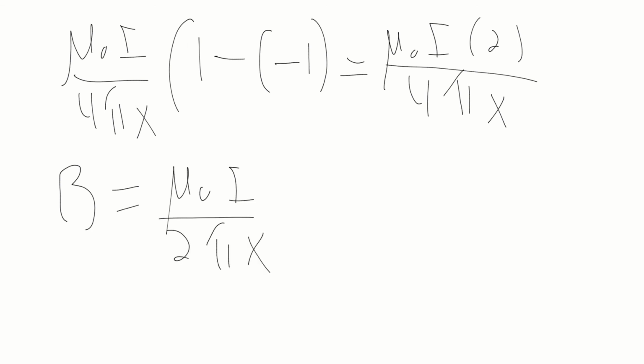That's exactly what we're looking for. That's the expression we want. If you look on an equation sheet, the one you usually find is mu naught I over 2 pi r, where r is the perpendicular distance between the wire and the point that you're looking at. So that's the whole deal.